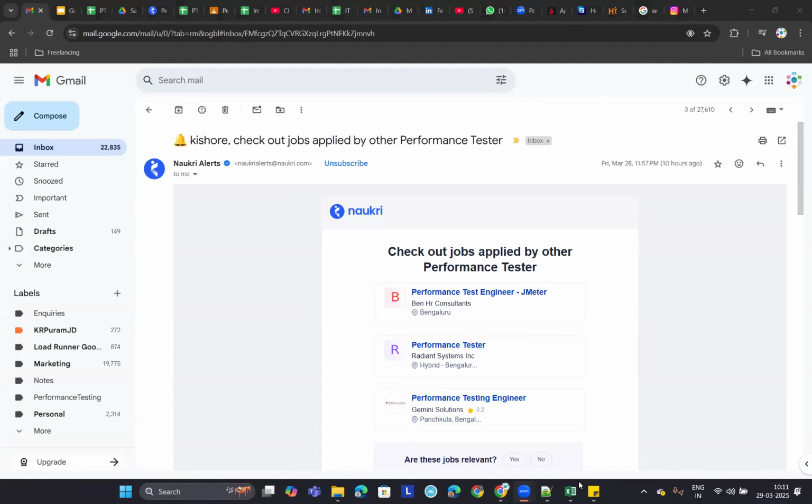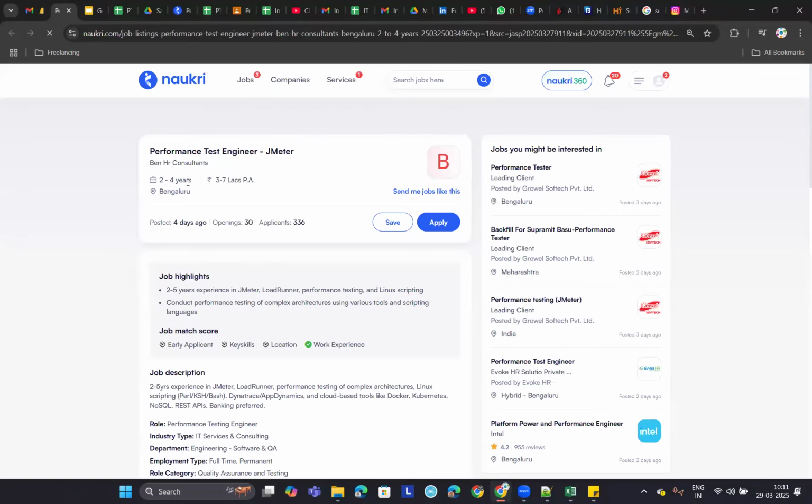Ben HR Consultants, Bangalore, has some openings for 2 to 4 years. Wonderful thing, right? For other technologies, you usually will not have openings for 2 years, only 4+ or 3+. But the good thing with performance testing is you have openings for 2 to 4 years as well. There are 30 openings.